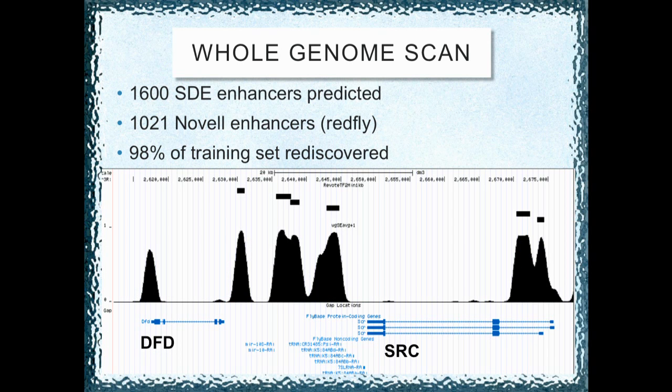Altogether, we predict 1,600 segmentation-driving enhancers. More than 1,000 of them are novel, meaning that they are not in our predictive set, and they are not in REDfly. And we rediscovered de novo 98% of our training data.